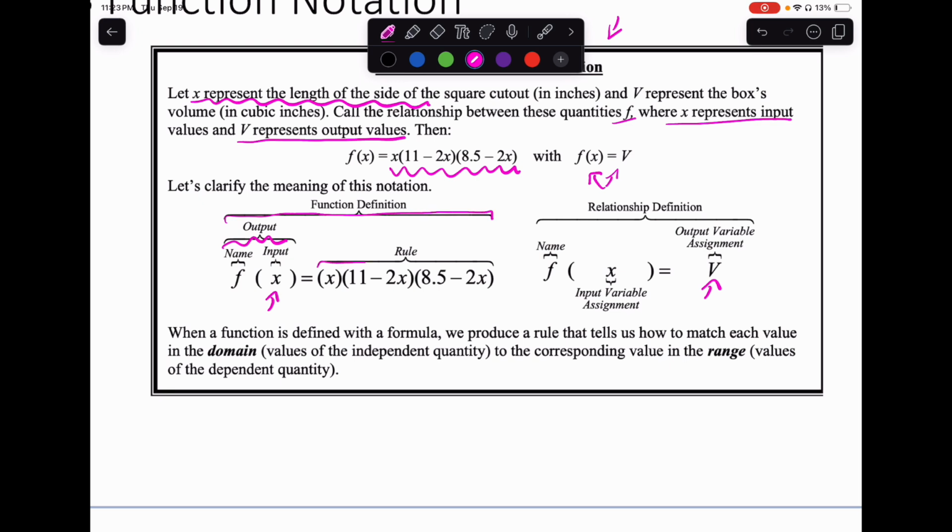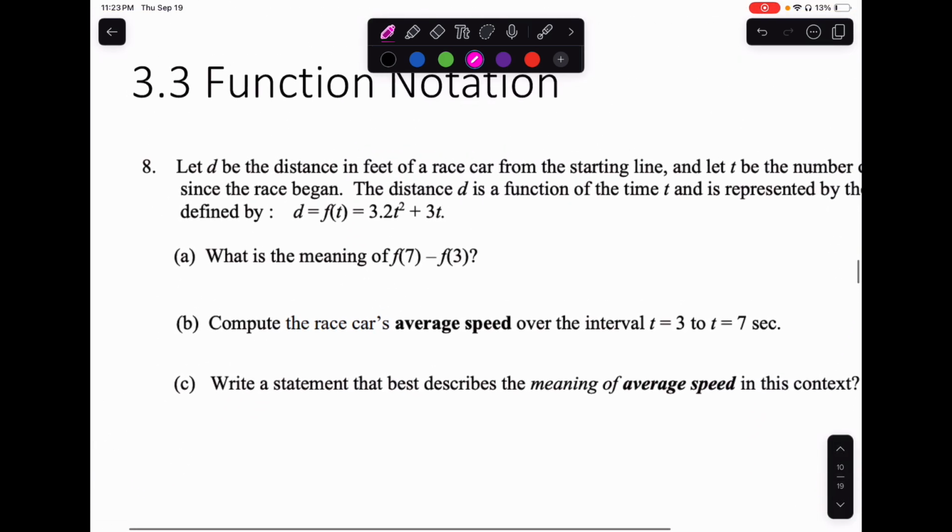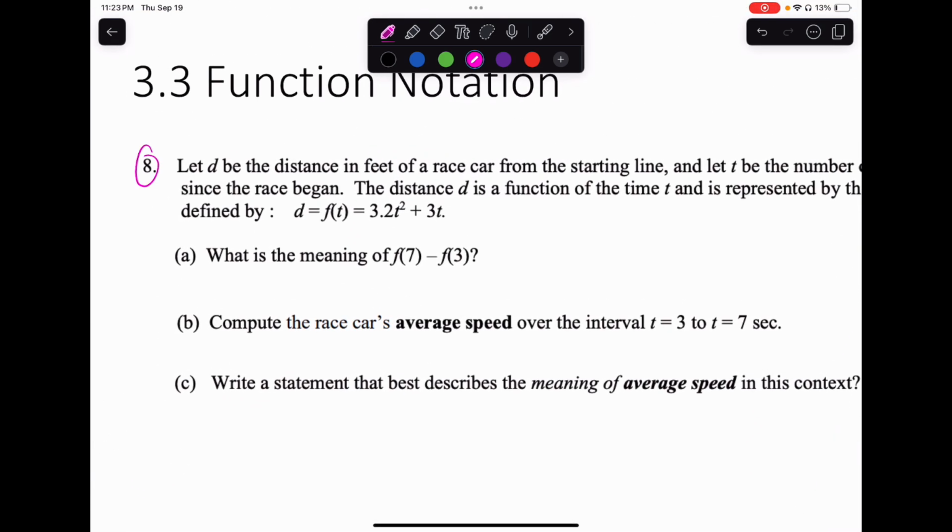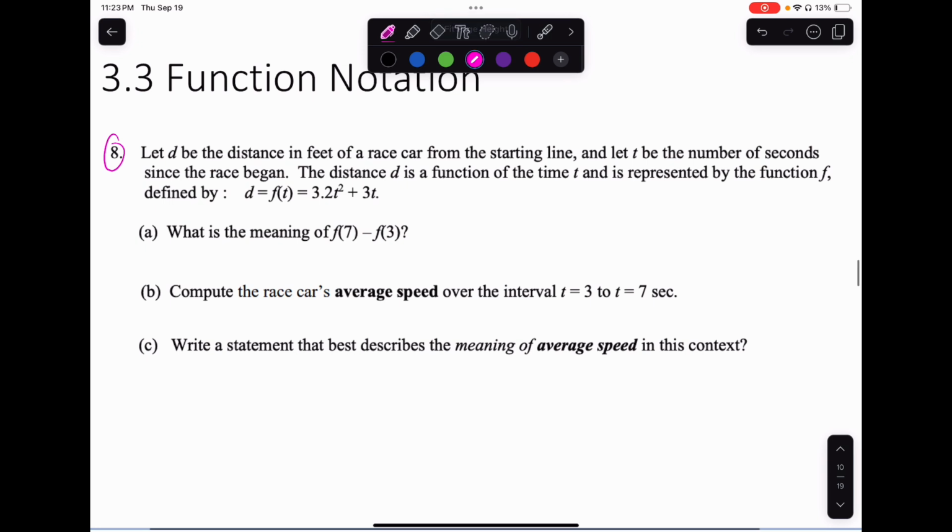With this part of the expression being the rule. But just remember, x is our input, and f of x is our output, and that's super important. So I pulled number 8 from your review guide that we can talk about, an example of just using function notation.